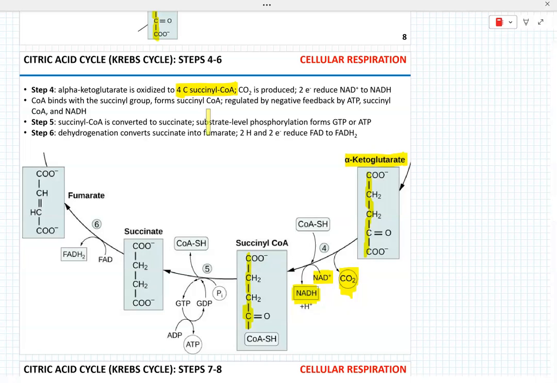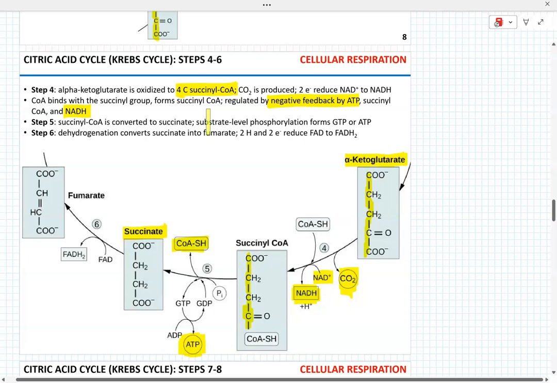Succinyl-CoA production is negatively regulated by ATP and NADH, and by succinyl-CoA as well. In step 5, succinyl-CoA is converted into succinate. During that step, substrate-level phosphorylation forms a molecule of ATP, and coenzyme A is released.